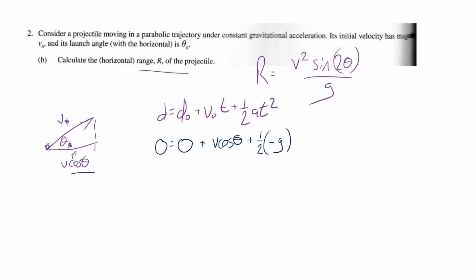Oh, hold on. This one's not cosine. My bad. This one is sine because this is v sine theta, because we're in the y coordinate system right now. Because we have to figure out the time. The time depends on the height, and then we're going to use the time to figure out the distance. All right. So times t squared, and there should be a t right there.